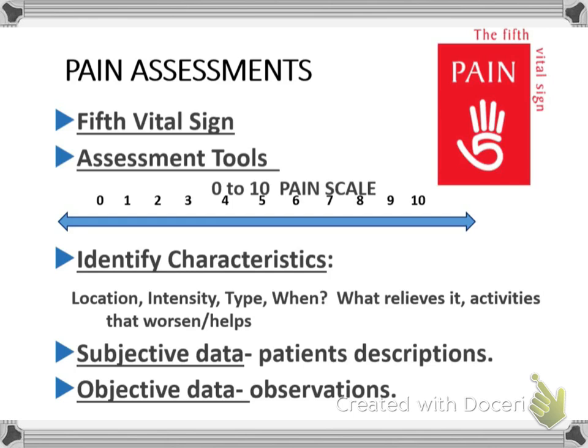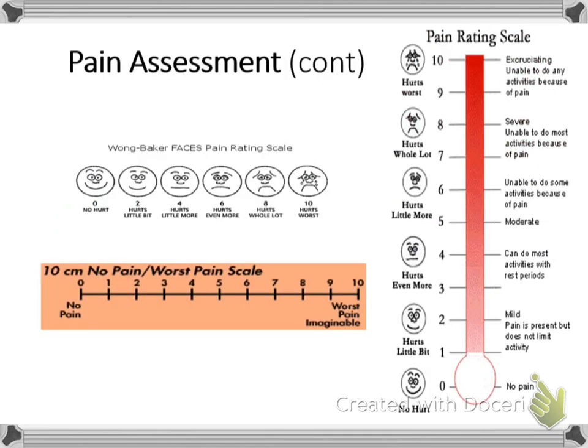So these are our pain assessment tools. We have lots of them. So it's our 5th vital sign. We in the hospital use the 1 to 10 when we go in and we ask a patient about their pain usually. If it's someone who maybe can't talk or doesn't understand as well, we might use, let's see if I have the picture on here, the little faces there, the Wong-Baker.